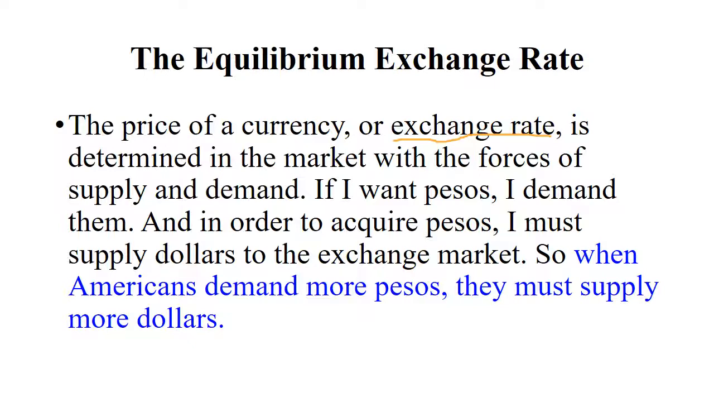And that is set by supply and demand. If I want pesos, I demand them. You demand other people's currency. In order to get them, you supply your own currency. So if our demand increases for a currency, then we must supply more of our own currency to get them.